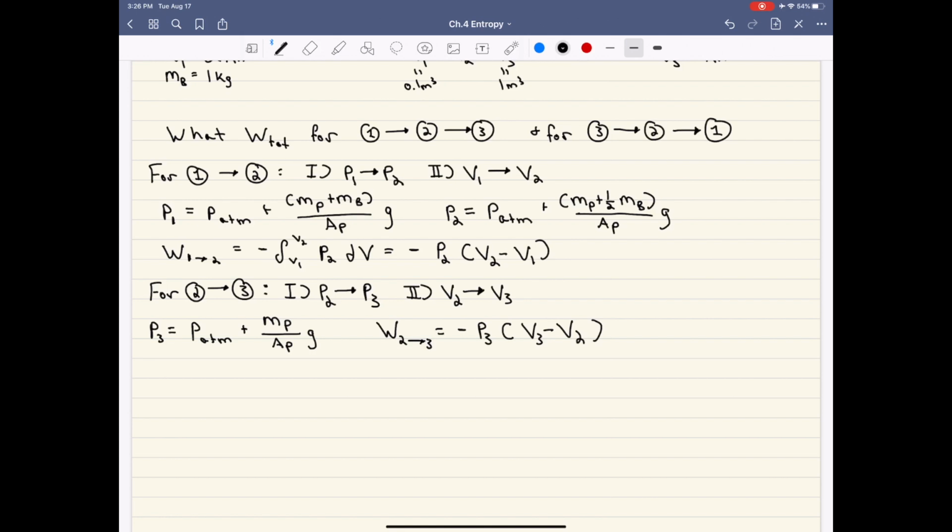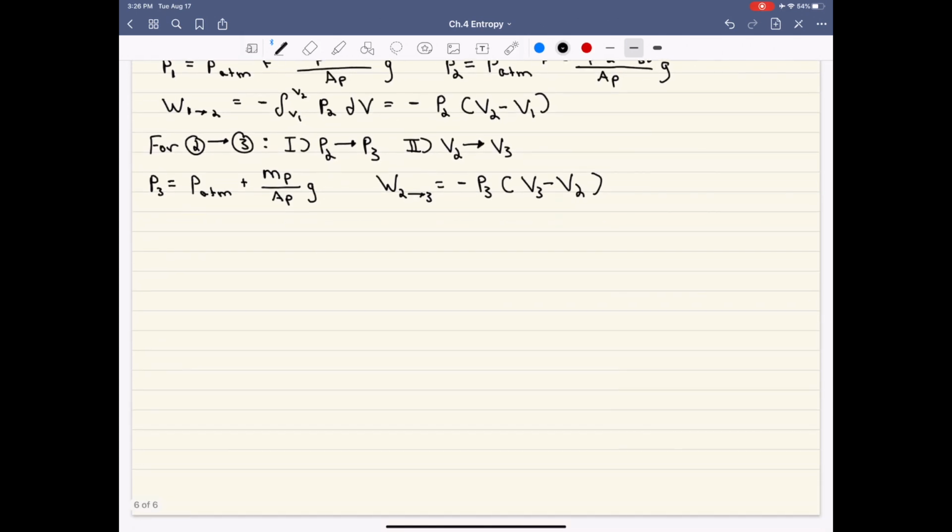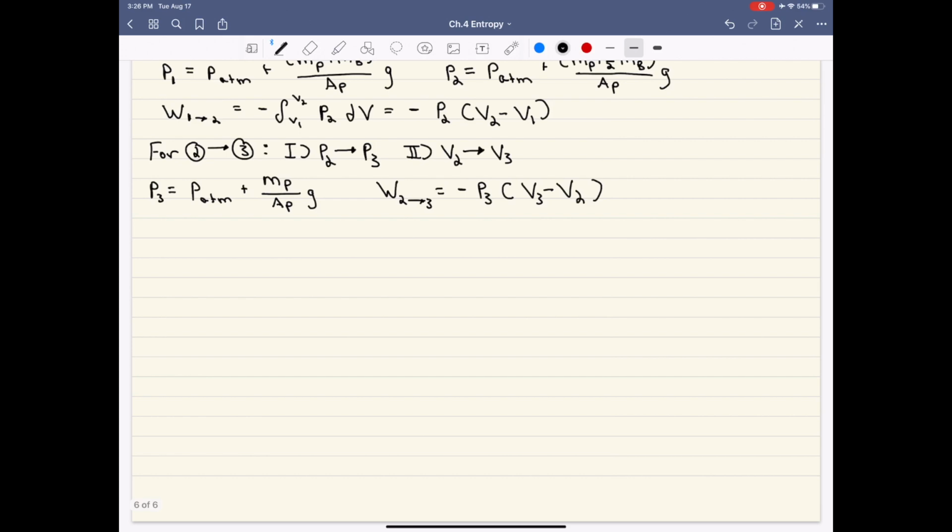Okay? Alright? And so we could visualize this once again by using that PV diagram, where this is pressure, this is volume, and our system is going to be passing through 3 different pressures.